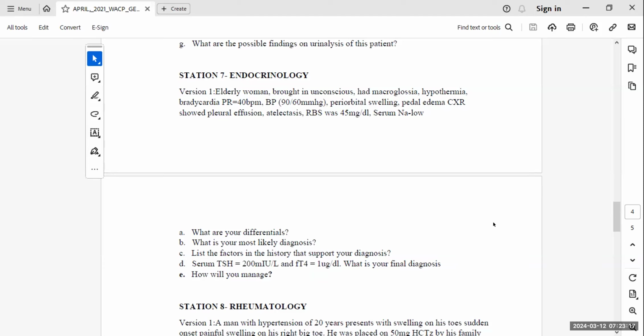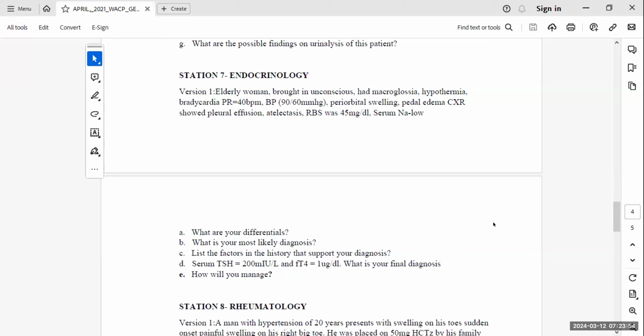Then list the factors in the history that support your diagnosis. I think I've defended that already. The serum TSH is 200 per liter, and of course the free T4 is 1 milligram per liter. What's your final diagnosis? It's in keeping with my final diagnosis of hypothyroidism. So how will you manage this patient? In managing this patient, I will do my ABC of resuscitation.